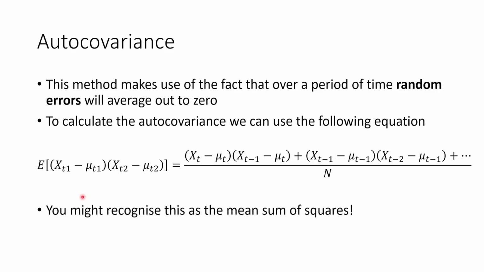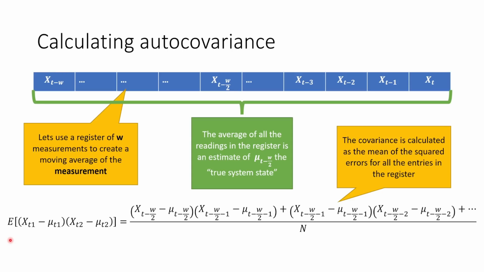And you might recognize this as quite similar to the mean of a sum of squares. So you may have spotted a problem here, which is that we need to estimate the true position of the car in order to calculate the autocovariance. But we only have one measurement at each time step. So we can't take lots of measurements and average them together to find the true state, because we only get one measurement and then the car changes position between one measurement and the next. Well, there is an approach that we can use to get around that.